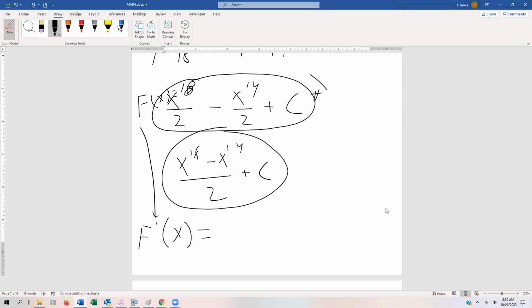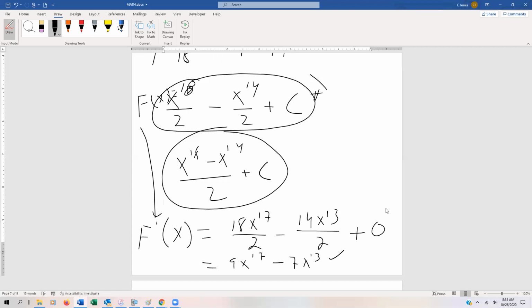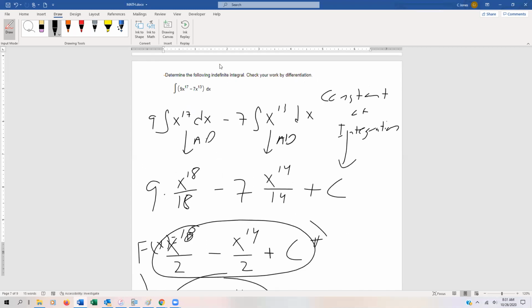All right, so I'm just going to take the derivative of capital F, and that's going to be 18x to the 17th divided by 2 minus 14x to the 13th divided by 2 plus 0. And then finally, this just becomes 9x to the 17th minus 7x to the 13th. Right? And that looks like the original function. So 9x to the 17th minus 7x to the 13th. Okay. So that looks like the exact same thing that we started with.